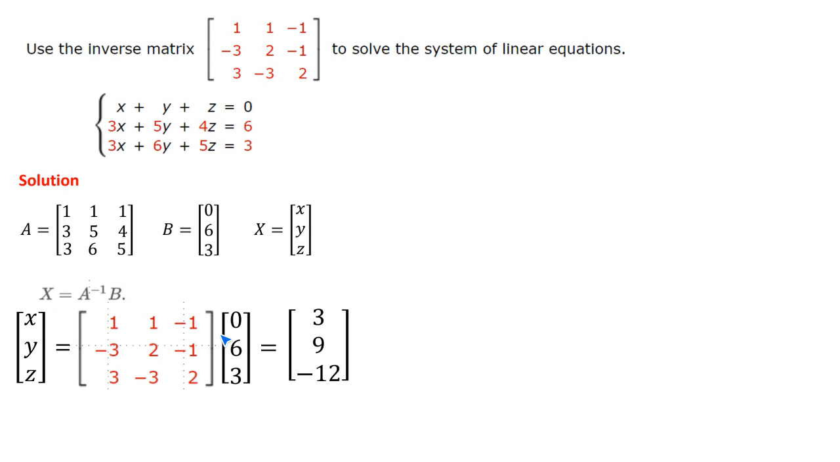So we're going to multiply. So again, you take the row with the column. So we say 1 times 0 is 0. 1 times 6 is 6. Negative 1 times 3 is negative 3. So 6 plus negative 3 is going to be a positive 3. And then negative 3 times 0 is 0. 2 times 6 is 12. And negative 1 times 3 is negative 3. So 12 minus 3 is 9. And then 3 times 0 is 0. Negative 3 times 6 is negative 18 plus 6, negative 12. So my solution is x equals 3, y equals 9, and z equals negative 12.